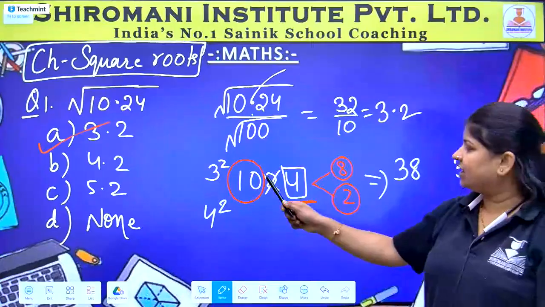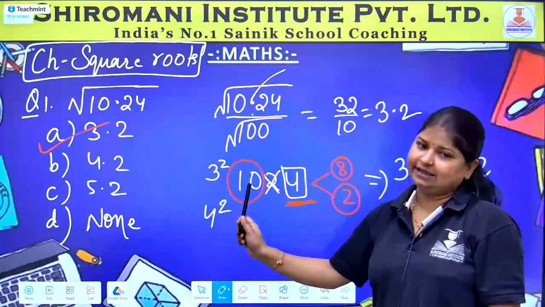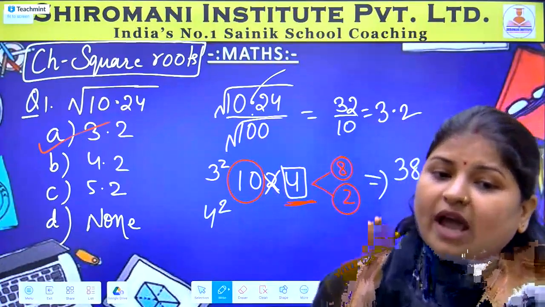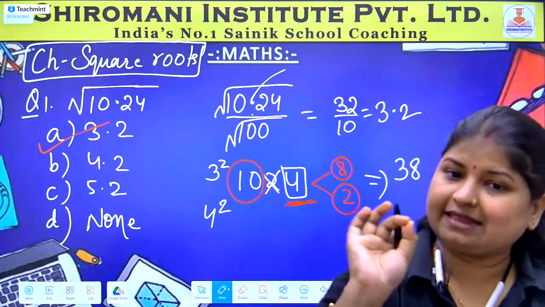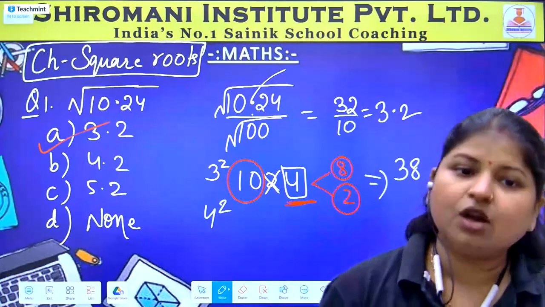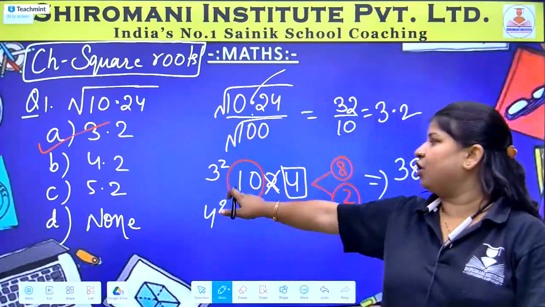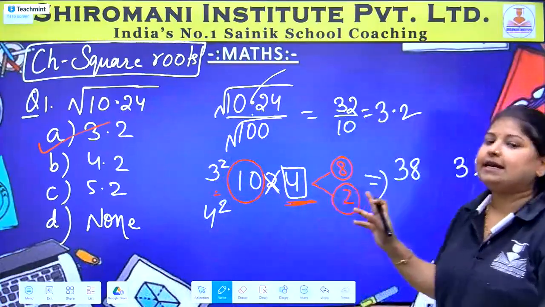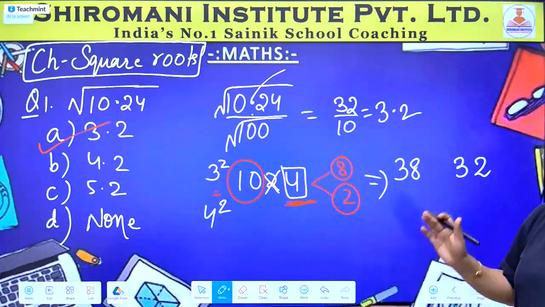And then you will cut the digit at the tens place. You are left with what? 10. 10 comes between the squares of which two numbers? 10 comes between the square of 3, that is 9, and the square of 4, that is 16. So you will take the smaller one, that is 3. So my answer for sure is 38 or 32.